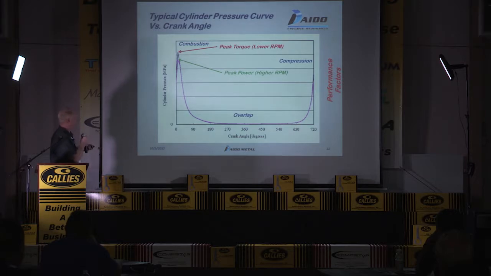This is a typical power curve or cylinder pressure curve, based on crank angle. And this is what we start to look at when designing a bearing. This peak pressure here is the highest point of load that the bearings will see. So that's the point that we have to be concerned about.